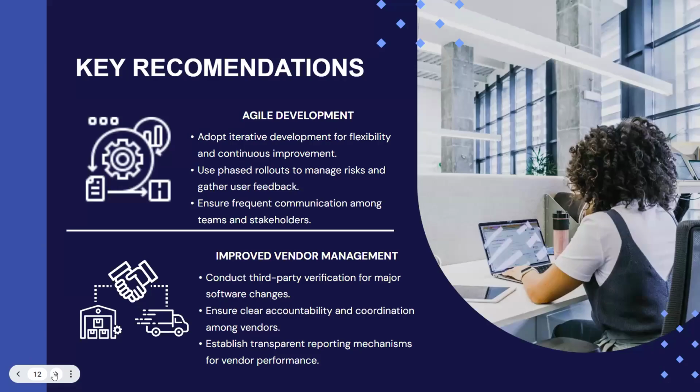Second one, agile development and vendor management. Organizations must also adopt agile development, which allows continuous improvement. Use phased rollouts to reduce risk with gradual releases. Improve vendor coordination to set clear expectations and accountability. The final one, conduct third party audits to ensure software reliability before deployment.